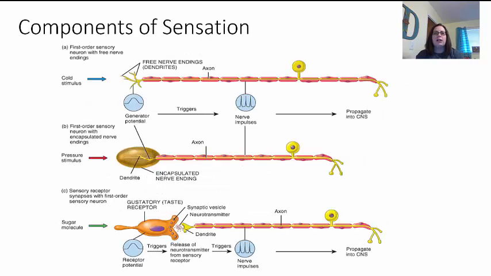So guys, what I want to look at is the components of a sensation. When we detect a sensation, it's going to depend a lot of times on what receptor it is. In this case, I wanted to show you how each of these receptors detects something different, and you'll notice that their structure is a little different. So in the first one, when you look at A up here, this is going to be a cold stimulus neuron. It detects when cold is present, and it's going to send the message down. You'll notice that it is a free nerve ending. There's no coverings on it. Whereas with B, this one's going to detect pressure.